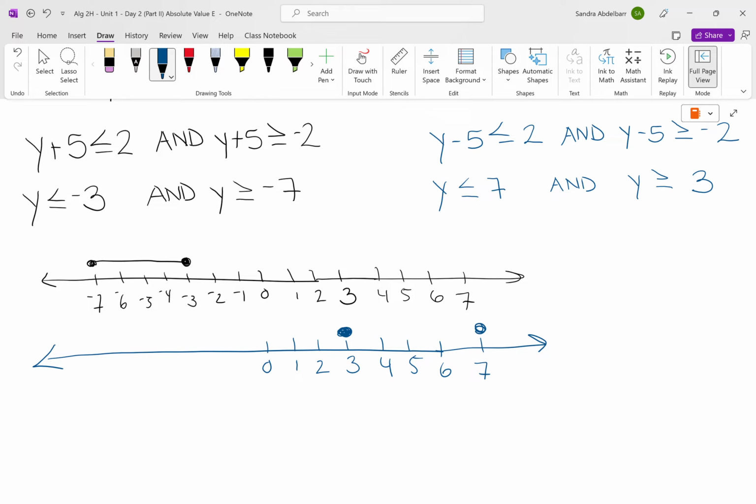Okay, so we're closed circle on 3, and we're closed circle on 7, and we're right between them. Now, what was between the two different inequality absolute value equations? It was an or, right? Wasn't it an or? So what does that or mean?